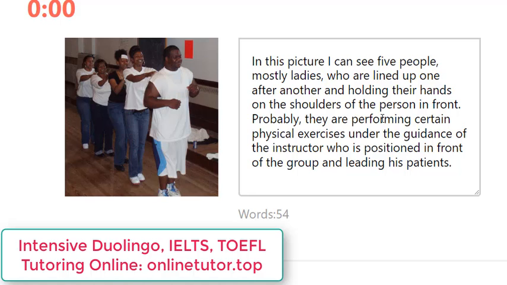Probably, or we can say they are probably, you understand, performing certain physical exercises under the guidance of the instructor who is positioned in front of the group and leading his patients. Okay, I tell you these two sentences, I think in theory are enough. They suffice for you to get a normal score, I guarantee.